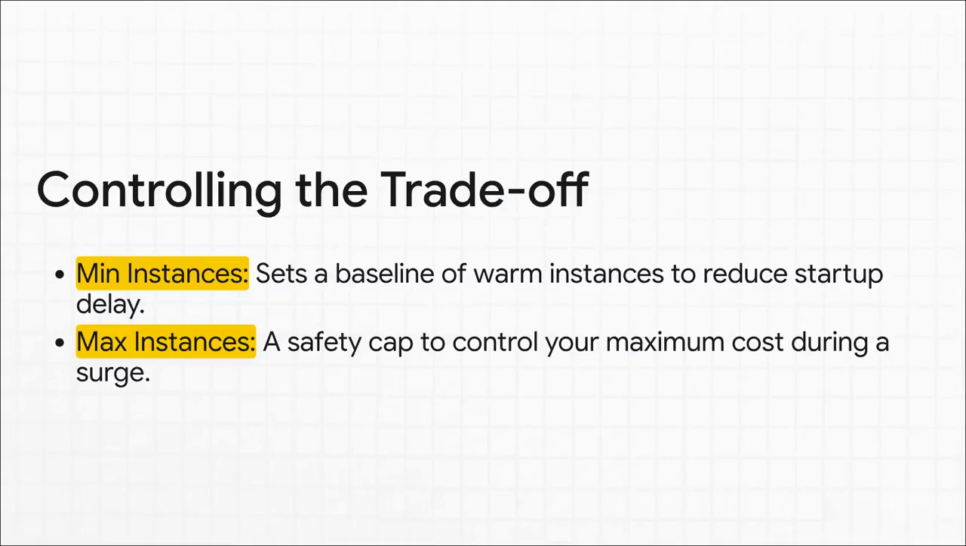Thankfully, we have some knobs we can turn to control this. The min instances setting is your best friend here. By setting it to something like 2 or 3, you're basically telling GCP, hey, always keep a few of these warm and ready to go. This dramatically cuts down that initial wait time. And on the flip side, max instances is your financial safety net. It's a hard ceiling that prevents a bug or an attack from scaling you into bankruptcy.